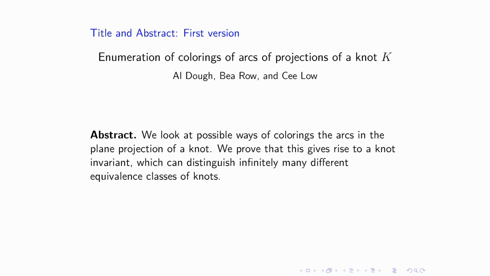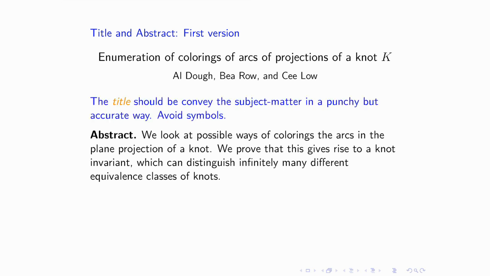Well, let's see. So what should a title do? It should convey the subject matter. And there's this tension between being punchy and brief and eye-catching and being accurate and honest about what your paper actually does. General rule is you should try to avoid symbols in a title, because people will quote the title, and symbols are often not easily quoted. They don't translate very well. Moreover, they're just sort of unfriendly to have in a title.